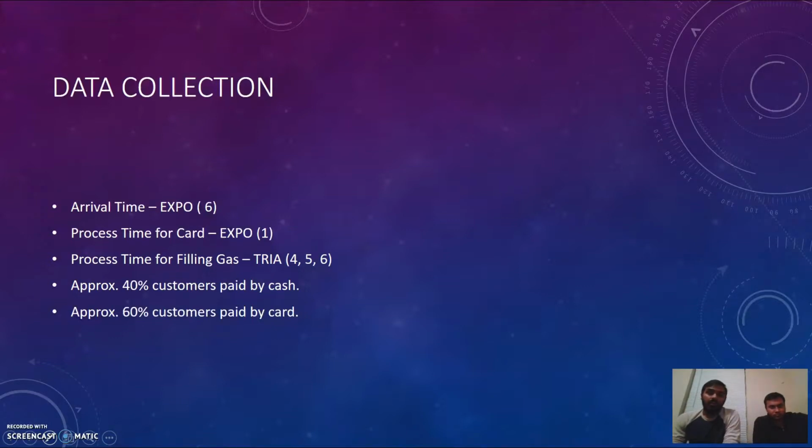The process time of filling gas is around 4 to 5 to 6 minutes, so we have taken a triangular of 4, 5, 6. The approximate share of customers paying by cash is 40%, and paying by card is 60%. This is approximate because we haven't studied the gas station for a complete day, as we were not allowed to do that. We studied only for a couple of hours, and what we observed was 40 and 60. That's why we have taken this approximation.